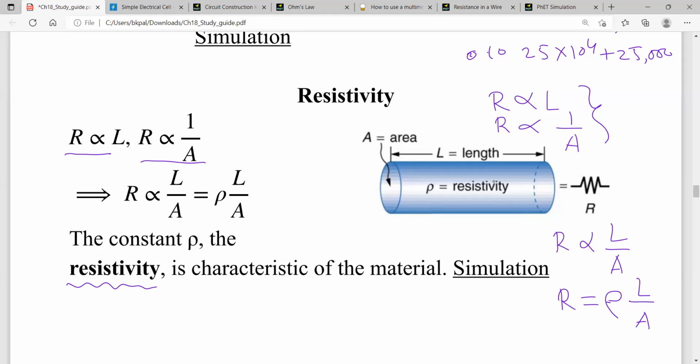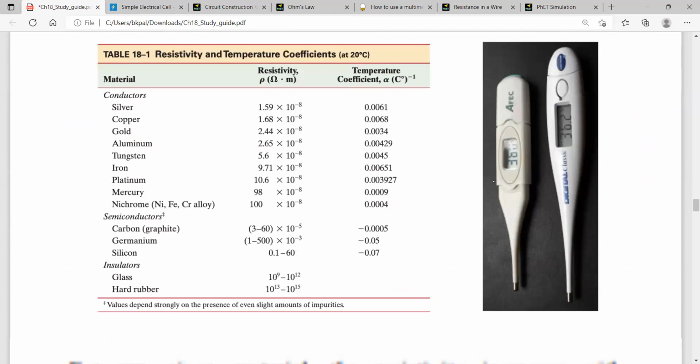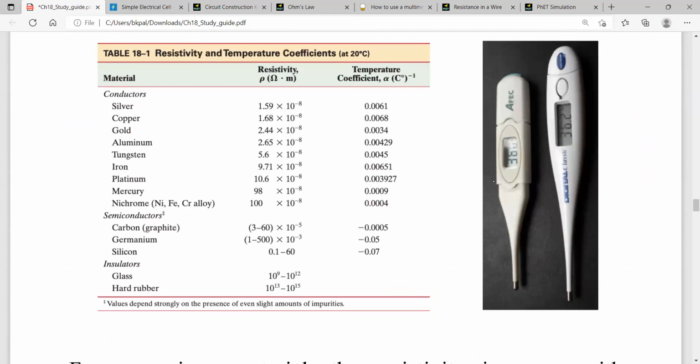In the next slide, I have a table, and this table shows us the resistivity of several materials. And you see that the lowest value we can have for a metal wire is the silver. Silver has the lowest resistivity. And the copper is next to lowest. Even though silver is the lowest, it is a little bit more expensive than copper, so we use the copper wire for household wiring.